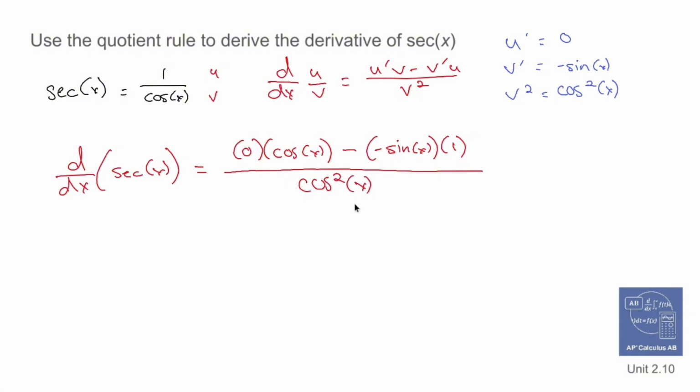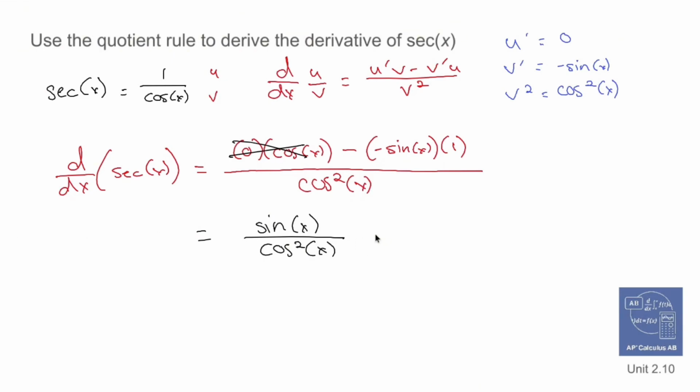Like that. All right, so things cancel out. The double negative is going to become positive sine x over cos squared x.